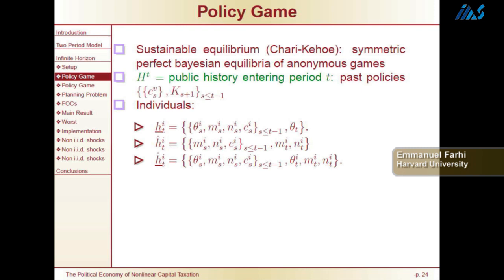So that's going to be a game. And as I was saying, it's a complicated game. You have the politicians in every period, and you have all the agents in the economy. And I really want to focus the attention on the strategic interactions between the politicians and not so much on the private agents. I'd like to make them as competitive as possible. And there's this equilibrium concept that was proposed by Chari and Kehoe called the sustainable plan. And basically, it's a symmetric perfect Bayesian equilibrium of an anonymous game. So it's a restriction on the strategies.